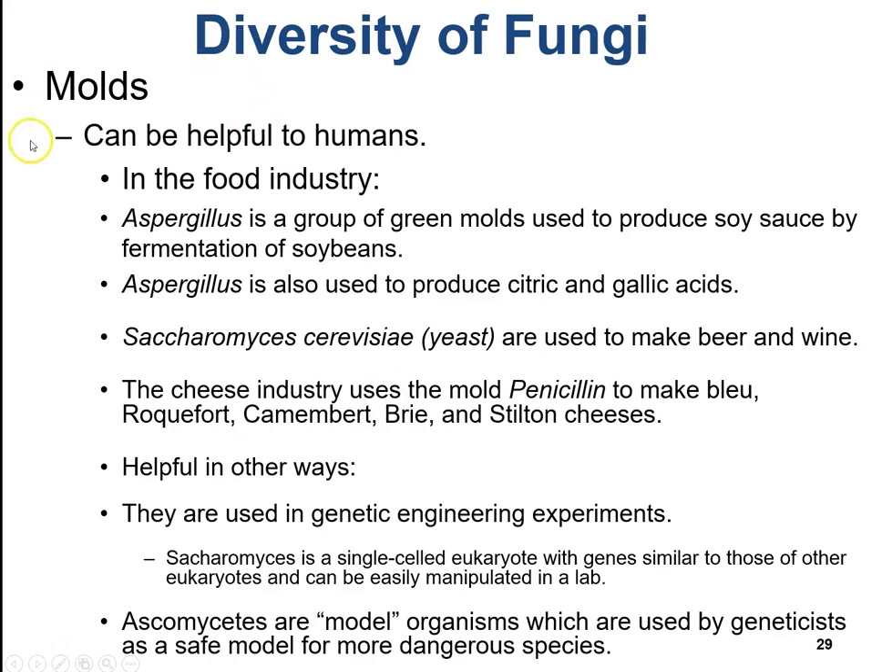Molds. We mentioned these as we've gone through. More sac fungi: Aspergillus, we mentioned, can cause disease in some species. Others are used in the production of soy sauce, because you can ferment soybeans using Aspergillus. So these are helpful. All of what's listed here are characterized as molds. These are sac fungi that are particularly helpful. In the food industry, Aspergillus can produce soy sauce, and is also used to produce citric and gallic acids.